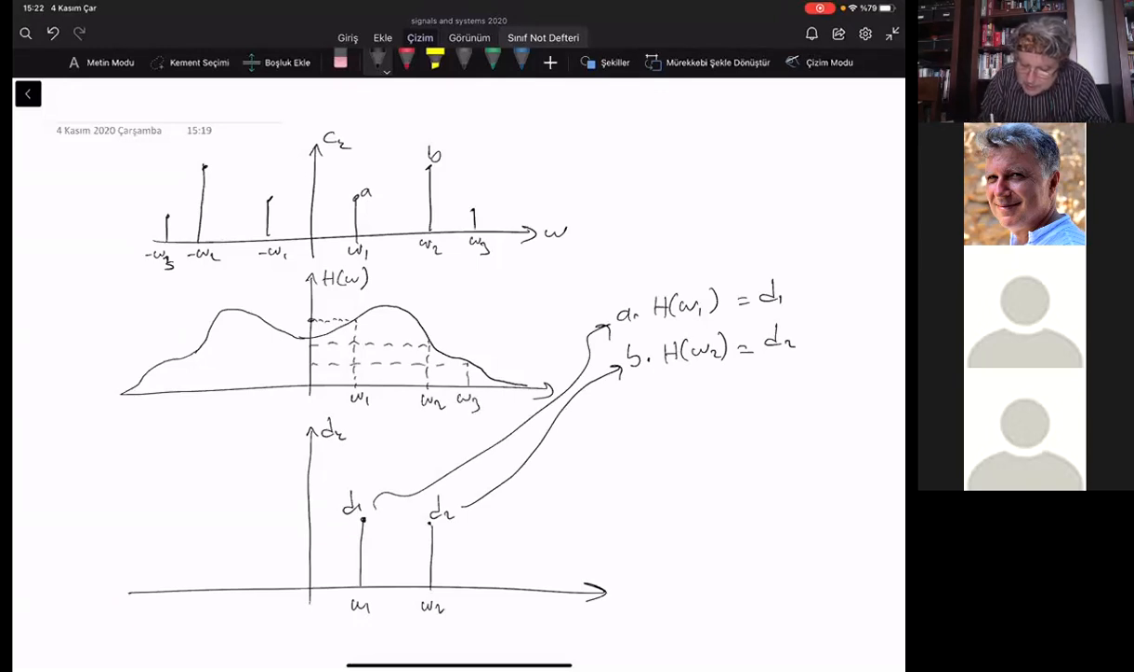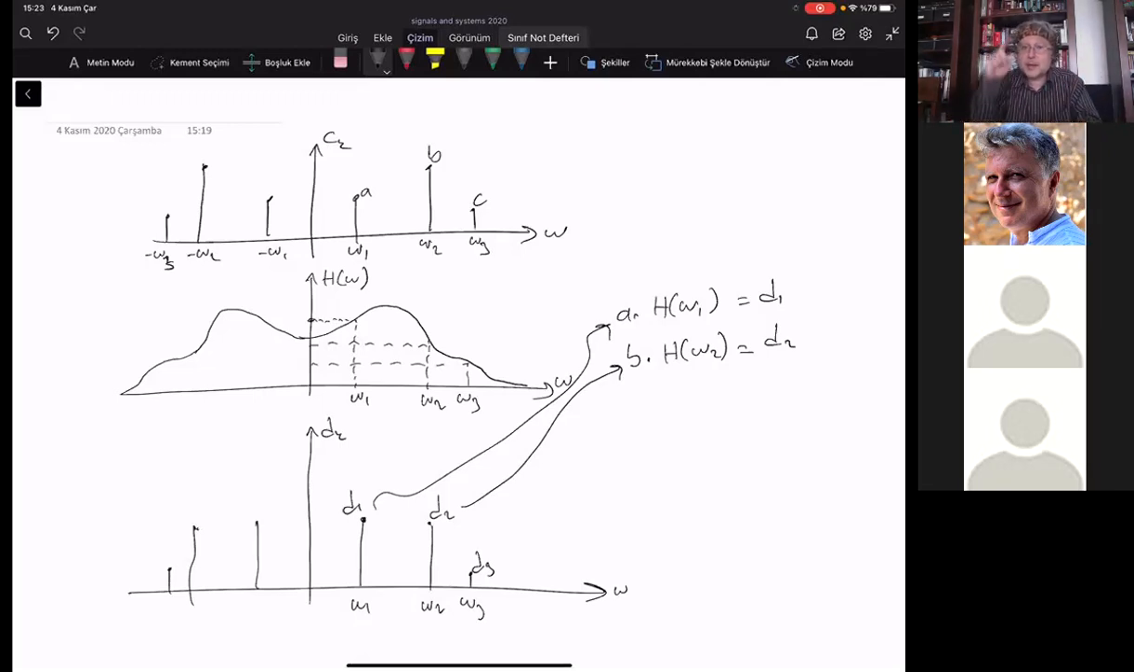This is at omega 3, for example. So we will multiply the value c with h of omega 3 to find d3. Something like this maybe, at omega 3. The others will be the same. Here, d minus 1, d minus 2, etc. Are you able to do this? You must ask this question to yourself. Do you understand what's going on here?